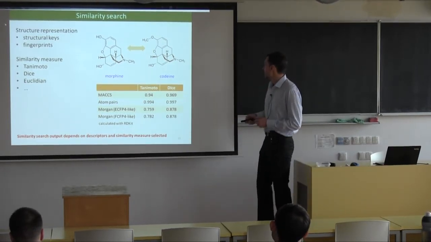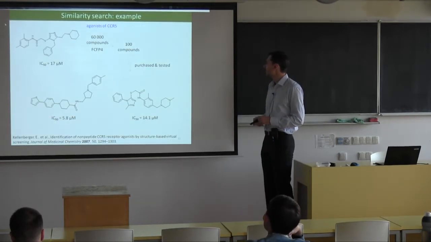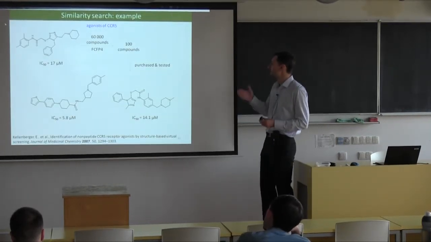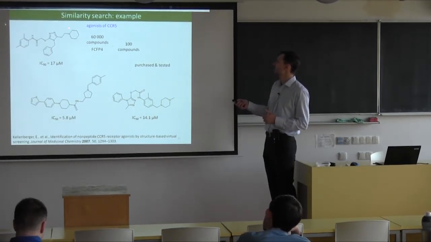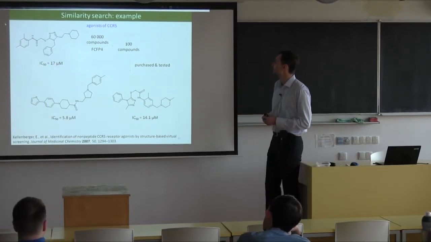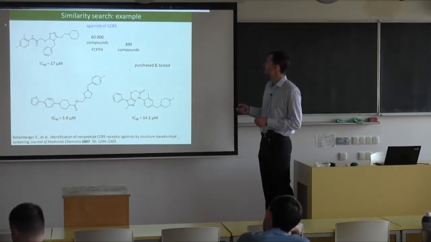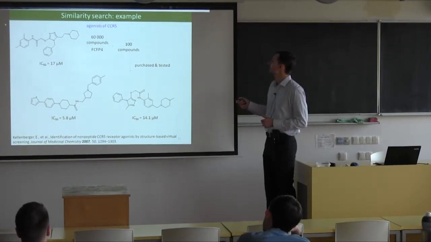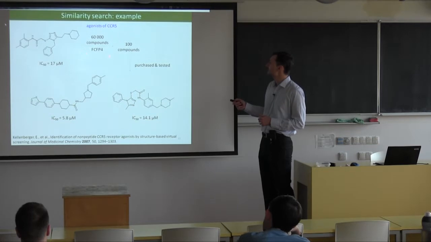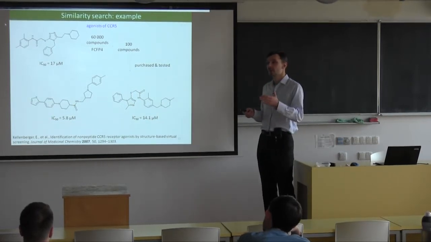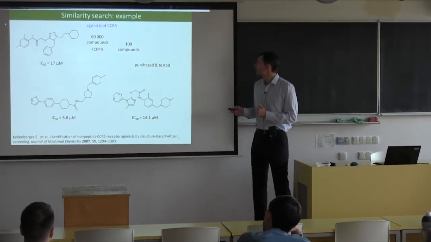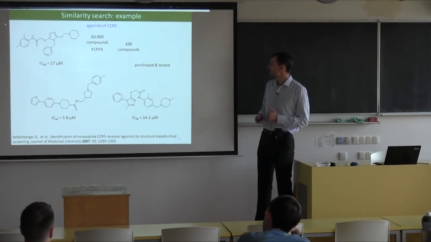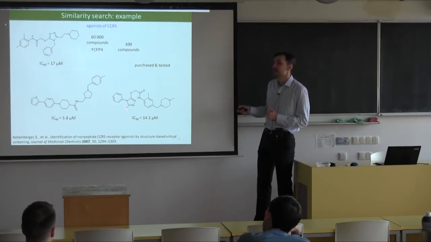During the tutorial, there will be a short example of how it looks. Here is just one example from the literature of an application of similarity search. Researchers had a lead compound which are agonists of CCR5. They screened 60,000 compounds using the Morgan fingerprint and selected 100 compounds from the most similar ones. They purchased them, tested them, and discovered two quite nice compounds which were more active than the initial one.